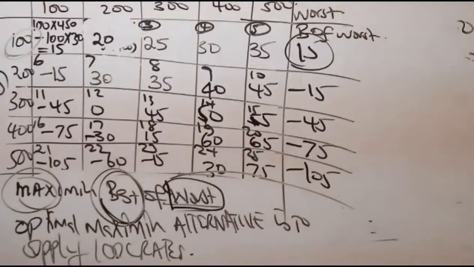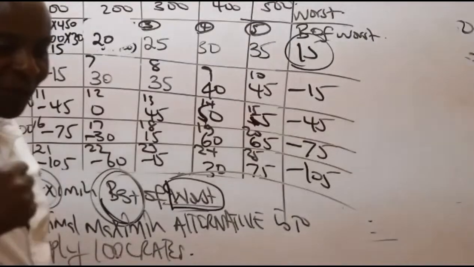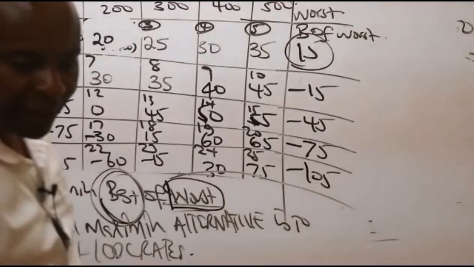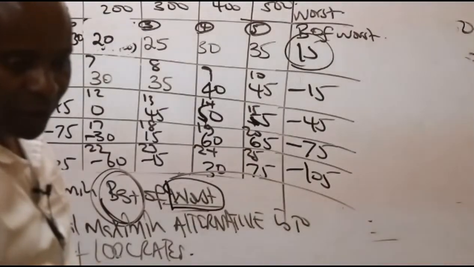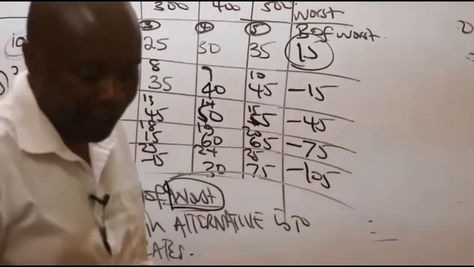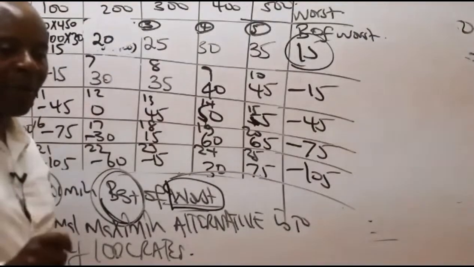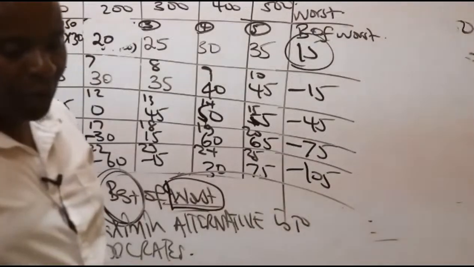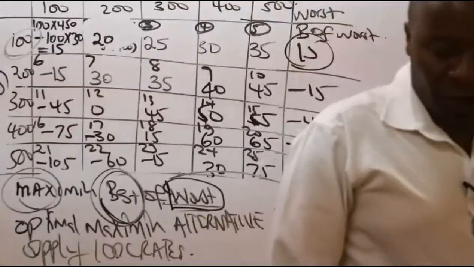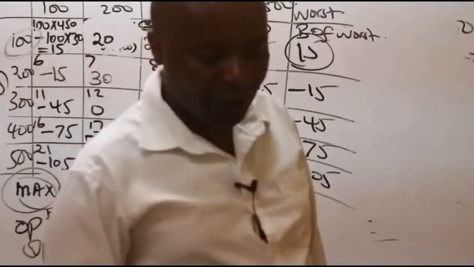Now, although they never asked us this, what if they wanted us to give them the best on the basis of EMV, expected monetary value? Expected monetary value, of course, we would have needed probabilities. From this question, is there anybody who can tell us what we should do to be able to get probabilities?